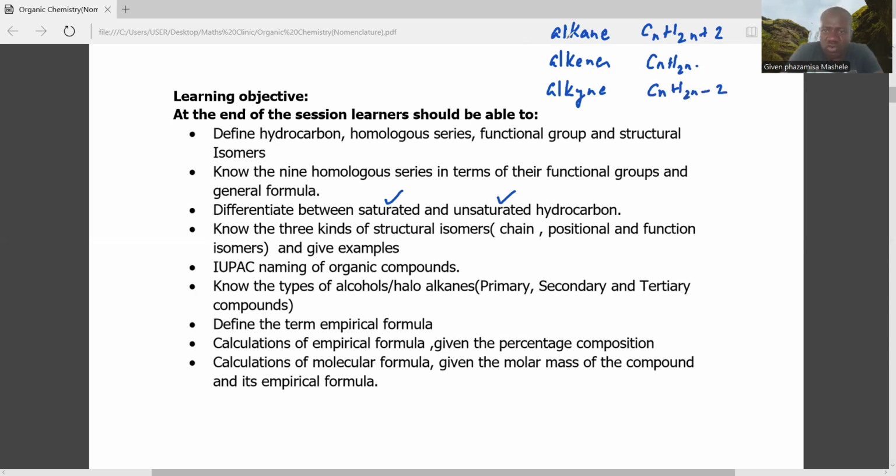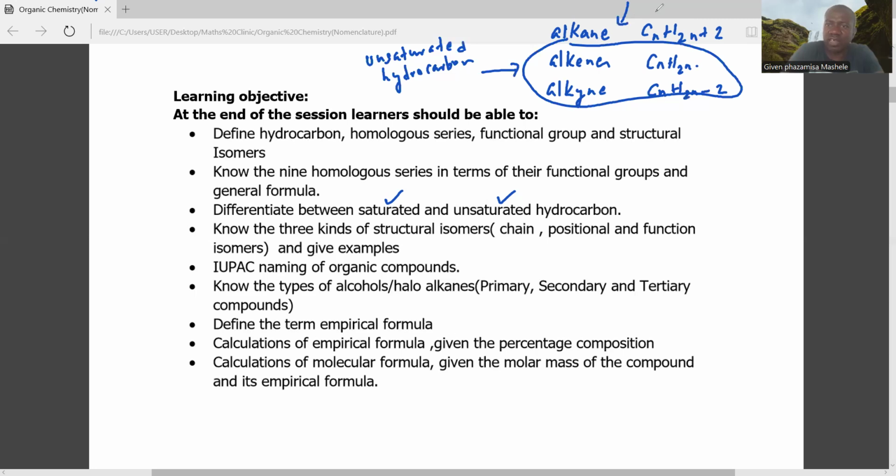So these two, the last two, are regarded as unsaturated hydrocarbons. So we call it an unsaturated hydrocarbon. Whereas the alkane is a saturated hydrocarbon. This one is a saturated hydrocarbon.